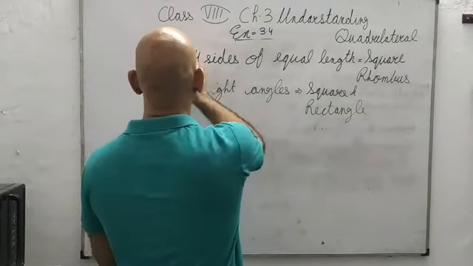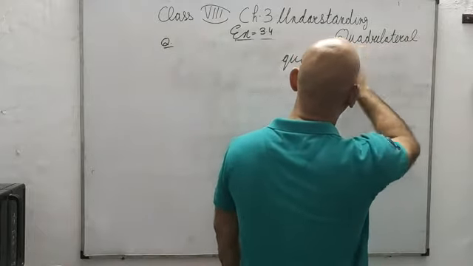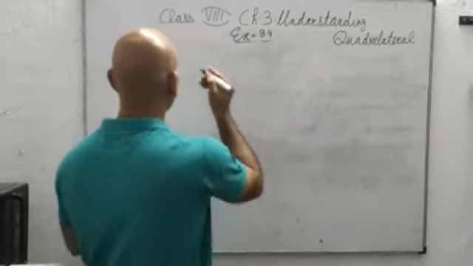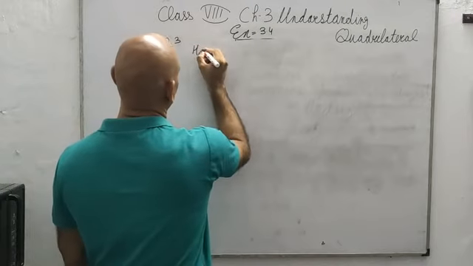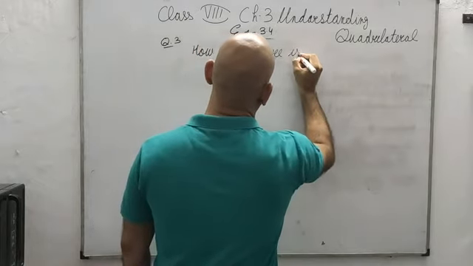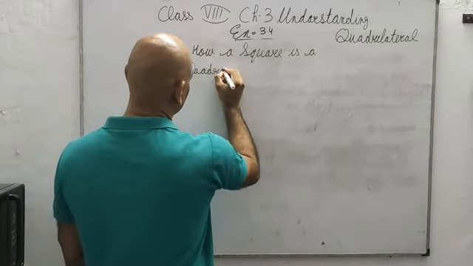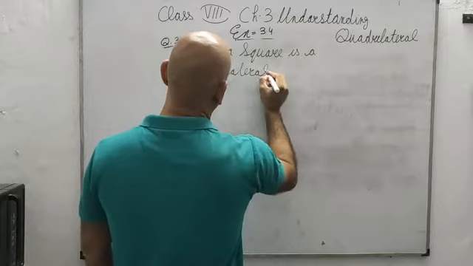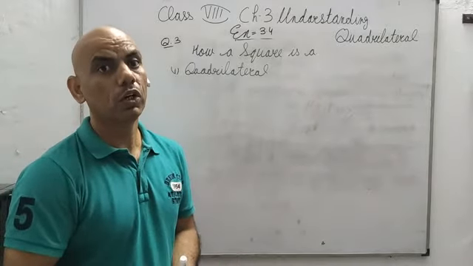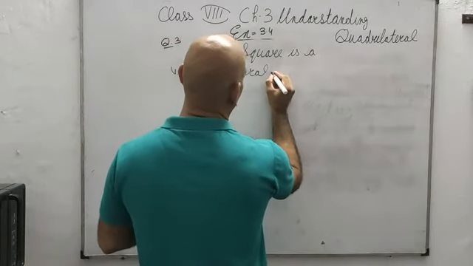question number 3. What is question number 3 asking from us? Explain how a square is a quadrilateral. What is the property we studied for a quadrilateral? A quadrilateral is a closed figure made up of four line segments. Yes, a square is also made up of four line segments. That is why a square is a quadrilateral.